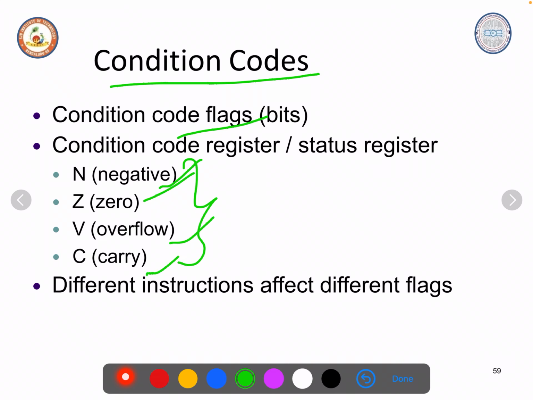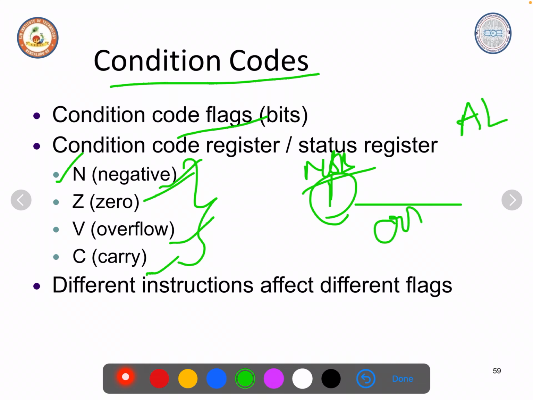Different instructions will affect different flags. Suppose the result is negative: if the last bit, the MSB, is 1, indicating the number is negative, then the negative flag bit is enabled. Upon performing ALU, arithmetic or logic operations, if the result becomes 0, then the zero flag bit is enabled.